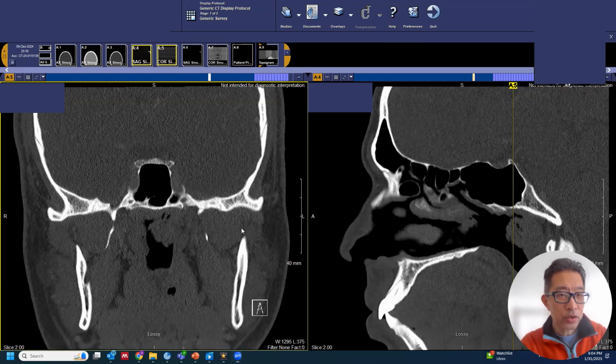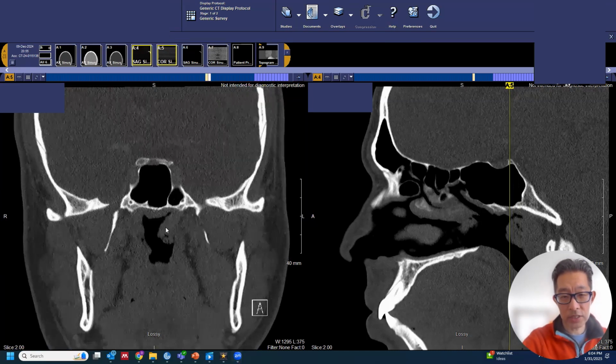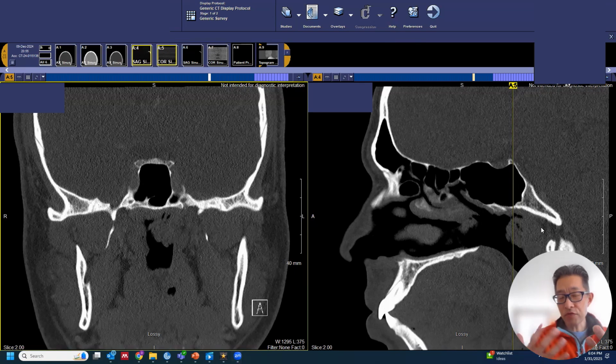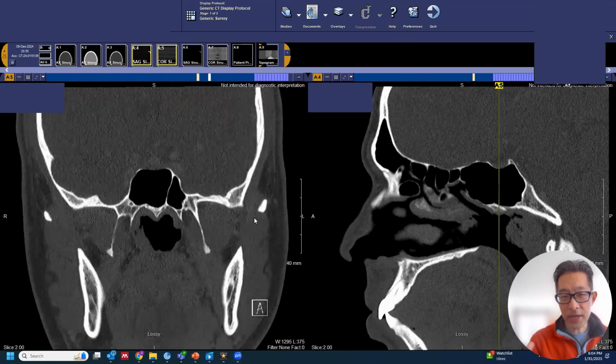Hi, I wanted to share with you an interesting case that you might not be able to see very often, at least here in the United States. This is a gentleman who came complaining of nasal airway obstruction. And on the CT scan, he had a nasopharyngeal mass all the way on the left side by the adenoid.